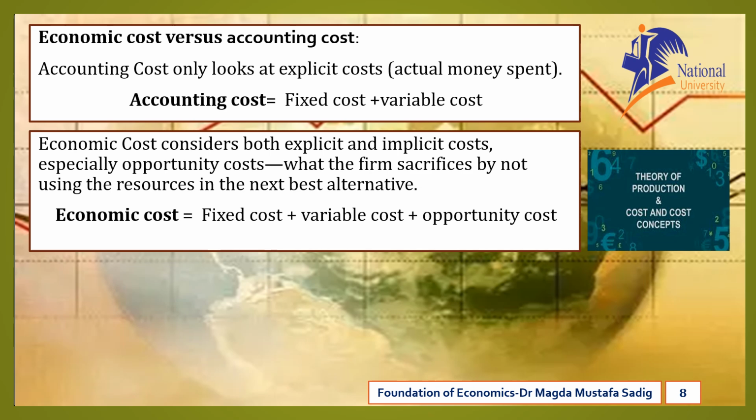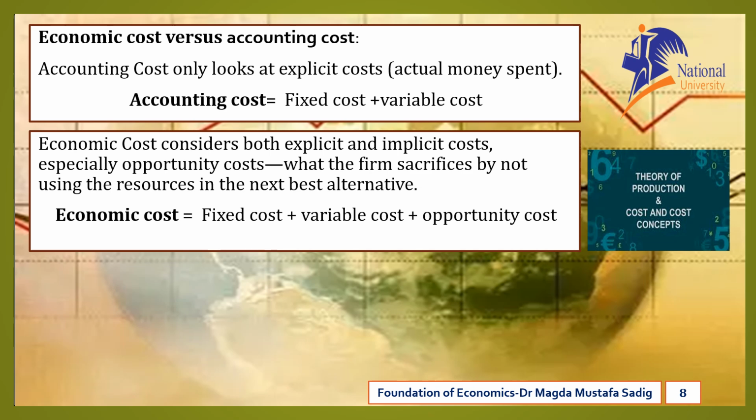For example, if an entrepreneur uses her own building for the business, she gives up the rent she could have earned by leasing it out. If she invests her own money, she gives up the interest or returns she could have earned elsewhere. So the formula becomes: economic cost equals fixed cost plus variable cost plus opportunity cost.